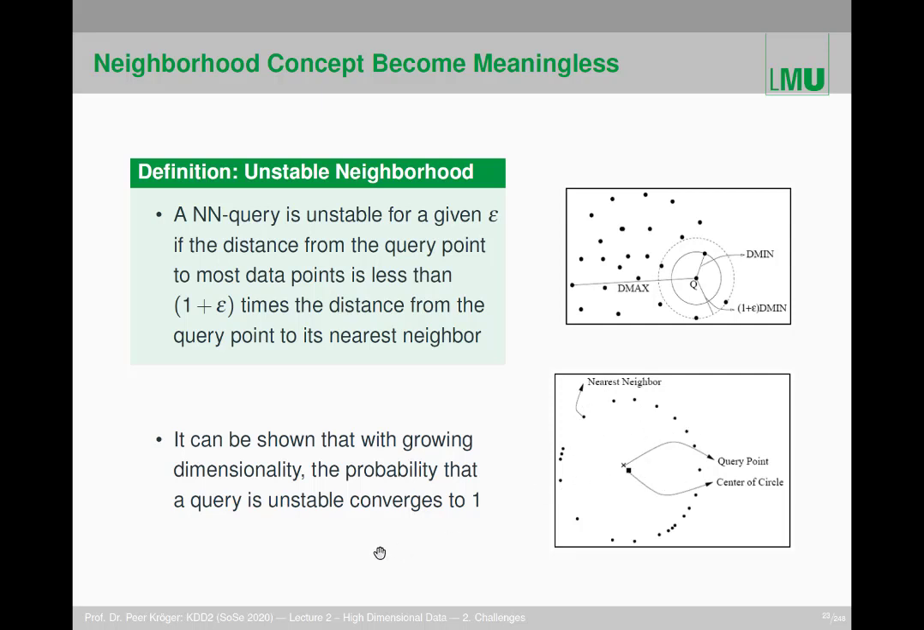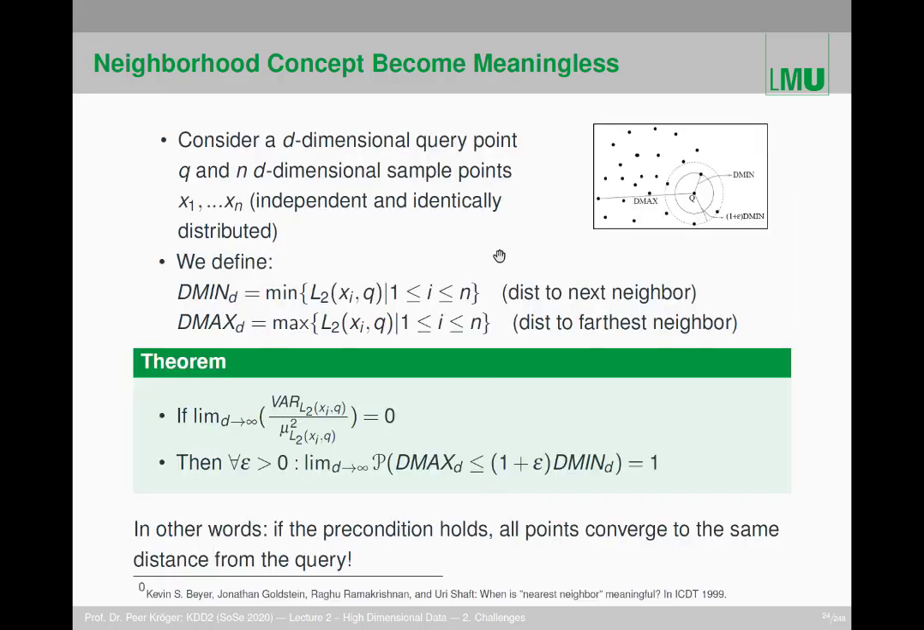Okay, and it can be shown that with growing dimensionality, the probability that the query is unstable actually converges to 1. So in high dimensional space, it's extremely likely that we have something like this here and not something like this here. So we have an unstable neighborhood instead of a stable neighborhood. So here is the theorem for that. We consider a d-dimensional query point Q and n d-dimensional sample points x1 to xn. They need to be independent and identically distributed, and then we define d min as the distance to the nearest neighbor.